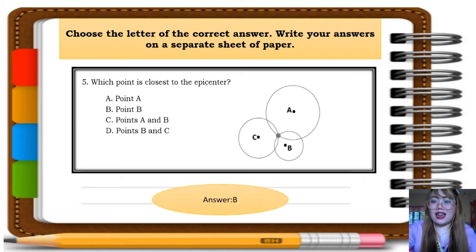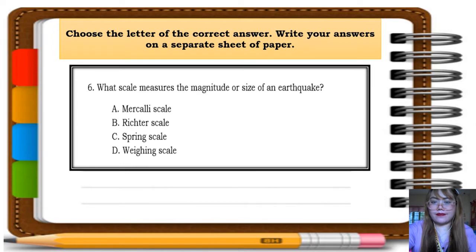Answer: letter B, point B. Number 6. What scale measures the magnitude or size of an earthquake? A. Mercalli scale, B. Richter scale, C. Spring scale, D. Weighing scale. Answer: letter B, Richter scale.